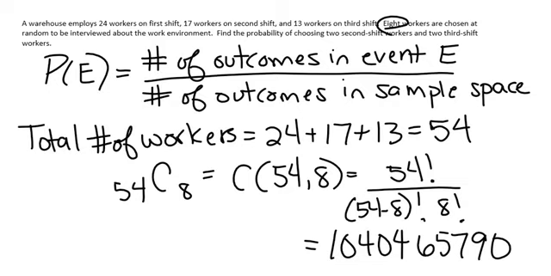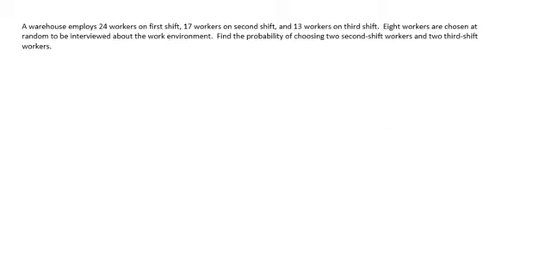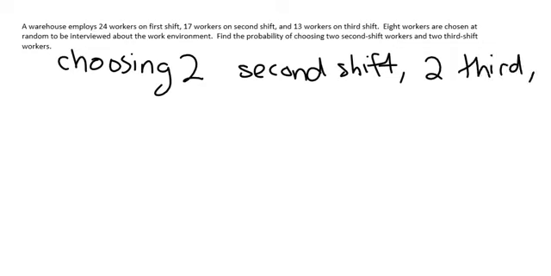Now let's focus on the numerator. So for the numerator, we want to look at the total number of ways of choosing two second shift along with 2 third shift, and that only accounts for 4 of the workers. Therefore, the other 4 workers must come from the first shift. So we need to also look at how to choose 4 first shift.